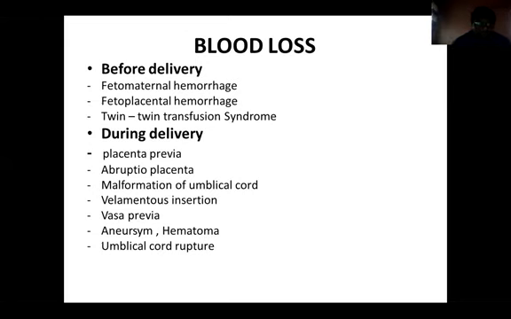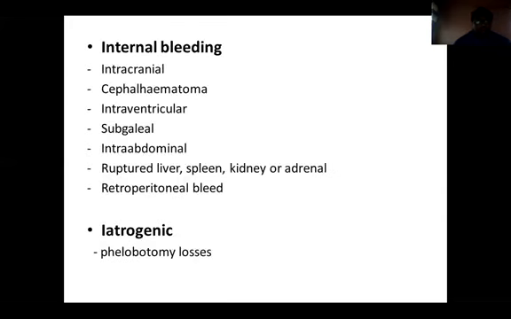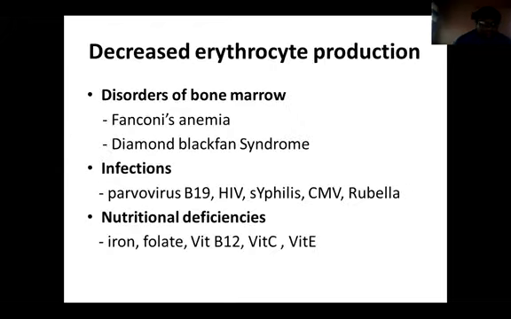What are the causes of blood loss? It can occur before delivery, during delivery, or intracranially. Before delivery, it can be because of feto-maternal hemorrhage, feto-placental hemorrhage, or twin-to-twin transfusion. During delivery, it can be because of placenta previa, abruptio placentae, malformation of the umbilical cord, velamentous insertion, vasa previa, umbilical cord rupture, aneurysm, and hematoma. If it is internal bleeding, it can be intracranial, cephalhematoma, intraventricular, subgaleal, intra-abdominal, or retroperitoneal bleed. Or it can be iatrogenic because of phlebotomy.